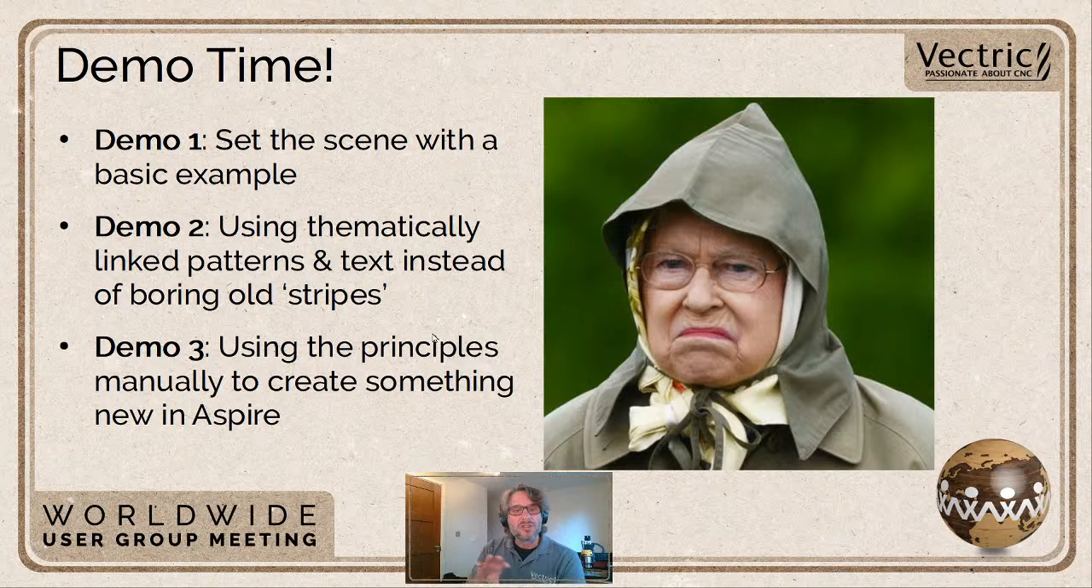Then I'm going to do a sort of change of mode completely. Then we're going to go into Aspire. We're going to take what we've learned about the photo VCarving strategy, and then we're actually going to do something quite different in Aspire using a model instead of a photo. So hopefully, again, it's just suggesting to you an alternative technique that might turn out to be handy in some cases and make you think about some alternative ways of creating effects on the surface of your models in Aspire. Okay. So straight over to the demos then. Let's start with my basic VCarving demo.